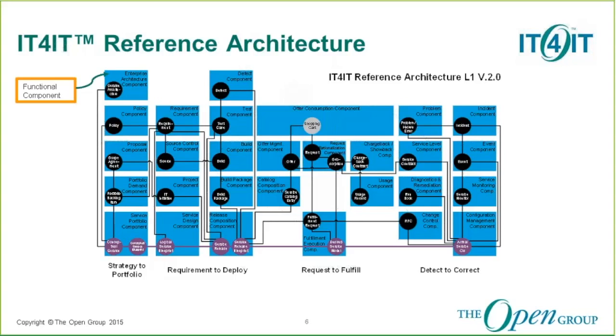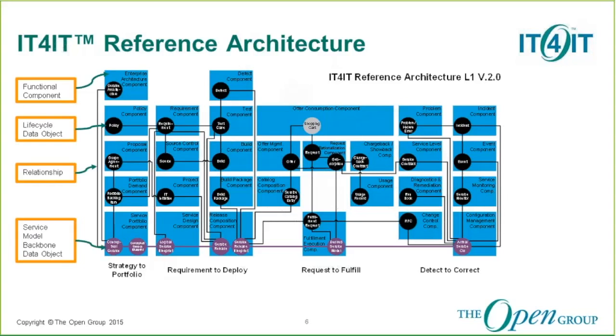The blue boxes are the functional components. Think about functional components as being the building blocks that you need to support and automate the different activities within your IT function. And the black circles are the data objects. The IT4IT reference architecture focuses on all the information you need to manage the IT function, which is becoming more important to improve transparency and traceability, as we stated before. Then the solid lines are the relationships between the data objects. And the purple circles are special types of data objects that form the service model backbone, as shown in the previous slide.